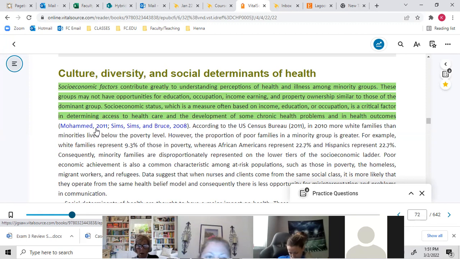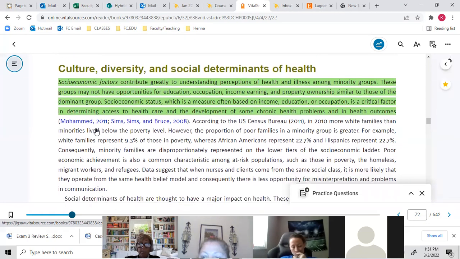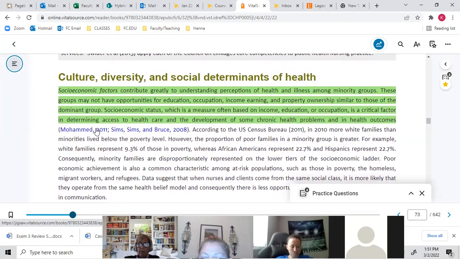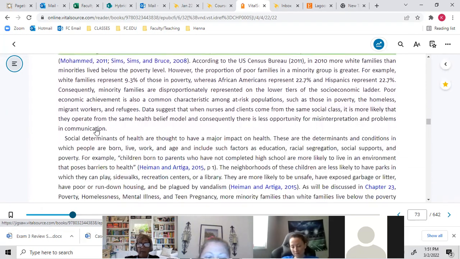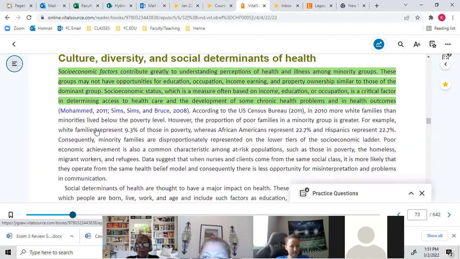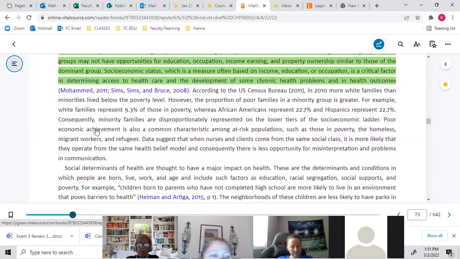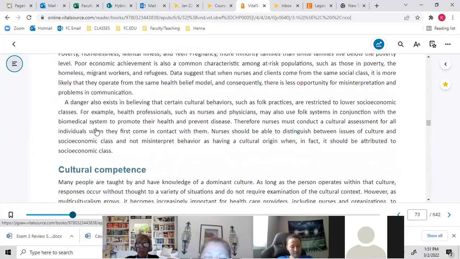I've said this all along, how the socioeconomic factors affect access, right? In certain cultures, people just don't have the education, the occupation, the income earning as others do.